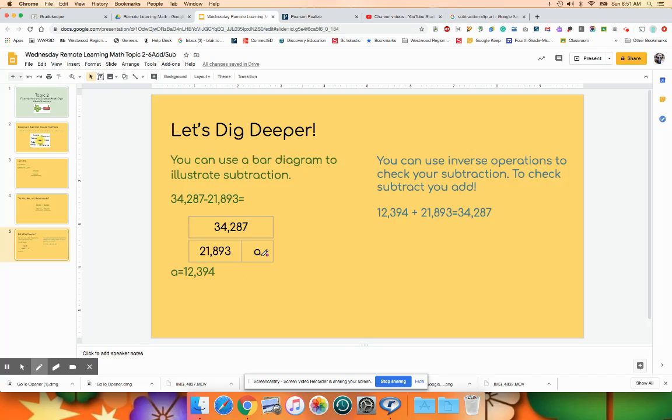And to check that, remember the inverse operation of subtraction is addition. So if I wanted to check if I was correct, I would add these two together. And if I'm correct, it should equal the total. Okay? All right. You guys should get through this pretty well today.